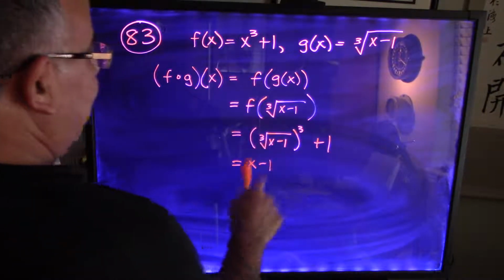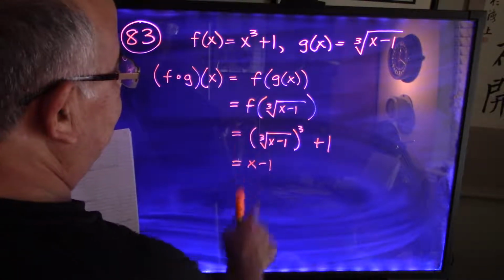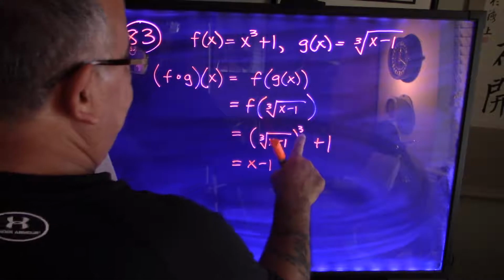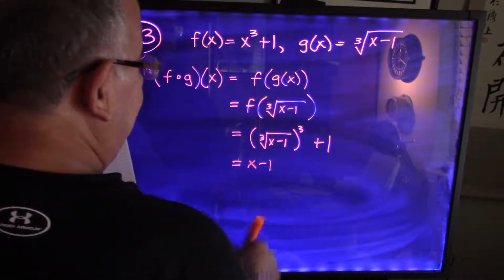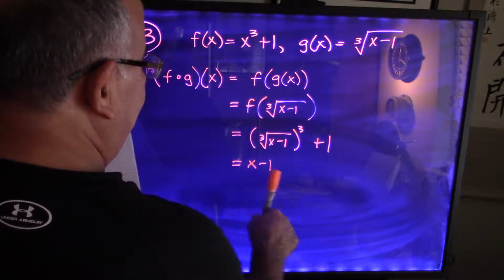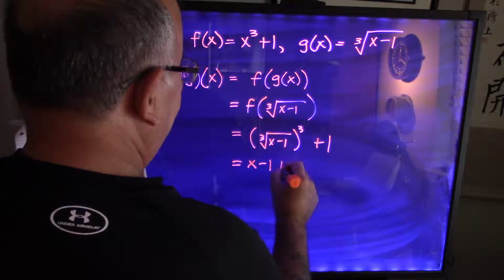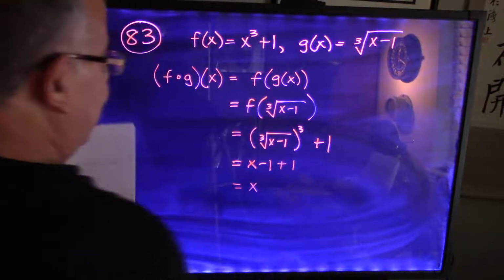So it's like writing x minus 1 in parentheses to the 1/3 power. 1/3 power would be cube root. And then you've got cubed on the outside, so you multiply those exponents and you get 3 times 1/3 is 1. So it's just 1 power. So you got x minus 1 plus 1, and that's just x. Negative 1 plus 1 is 0.